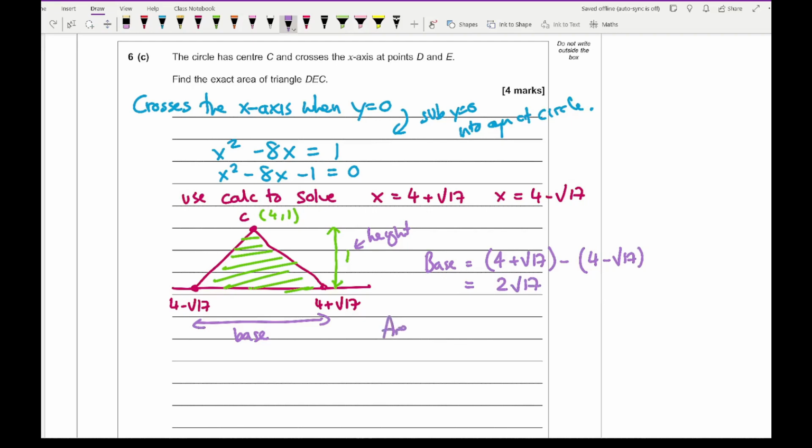So that means that the area of the triangle using base times height divided by 2 is going to be 2 root 17 multiplied by 1 divided by 2, which gives me an exact answer of root 17, and that's in square units.